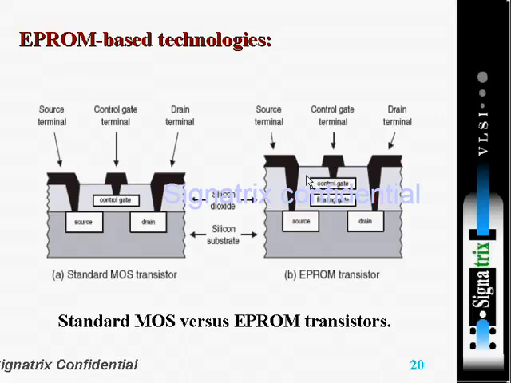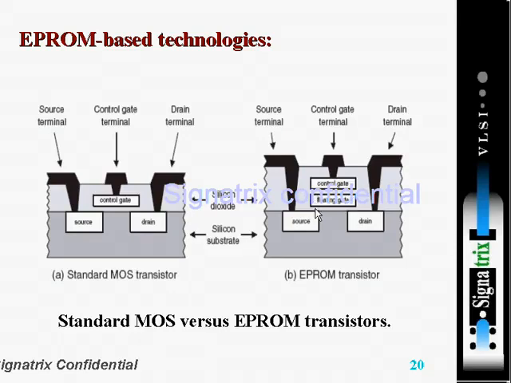Now next we'll see EPROM based technology. Here you are seeing a basic transistor where we have source, drain, gate, and control gate terminal, drain terminal, source terminal. This is a standard MOS transistor. Then how it differs from EPROM is that we have 2 gates in EPROM. One is a floating gate and one is a normal control gate.